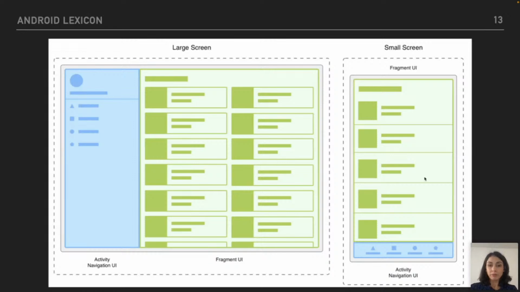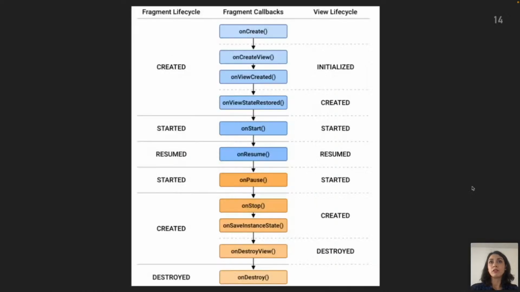The fragment view hierarchy becomes a part of, or attached to, the host view hierarchy. This is the life cycle of a fragment. So onCreate is the activity onCreate. After that there is onCreateView, where we create the view, and onViewCreated, a callback that the view is already created. And there is always onResume and onPause.